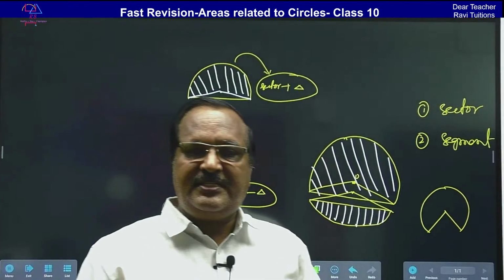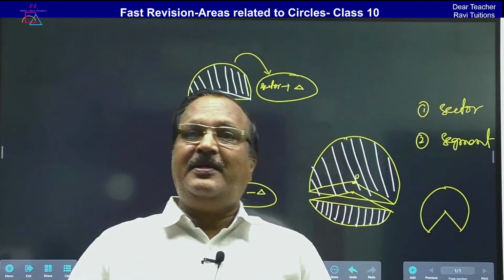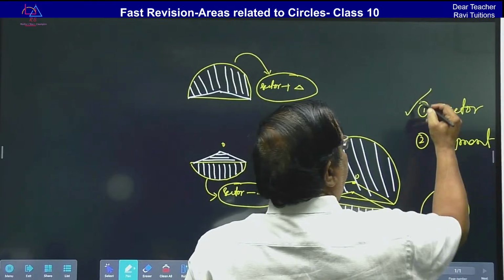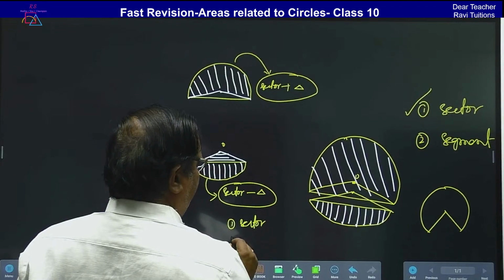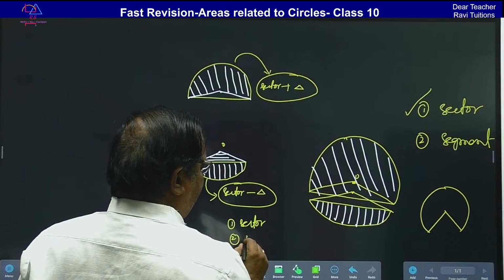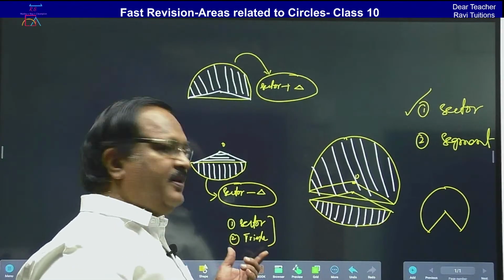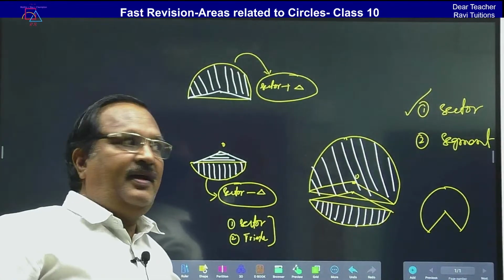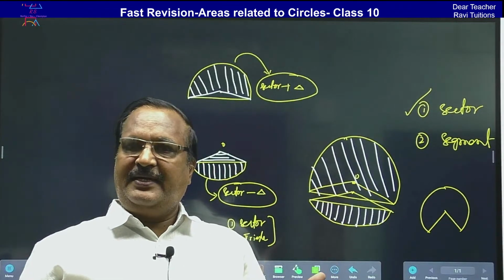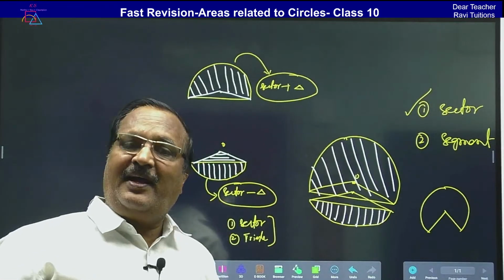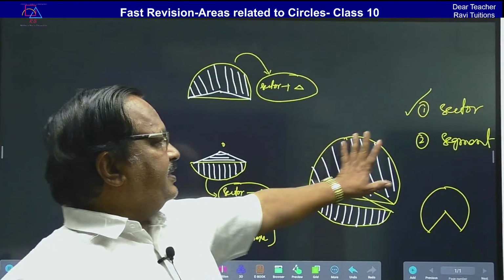So for both major segment and minor segment, you have to find the sector area and the triangle area. Sector area formulas I have already given you. For the triangle we have a few formulas: half into base into height, Heron's formula, and one trigonometric application also. So now this is about sector and segment.